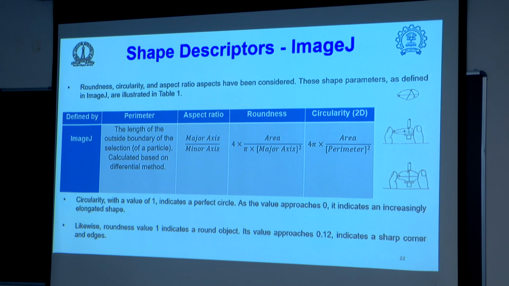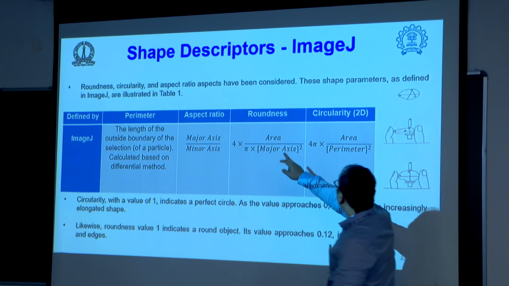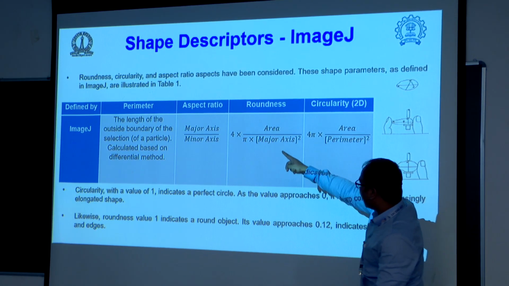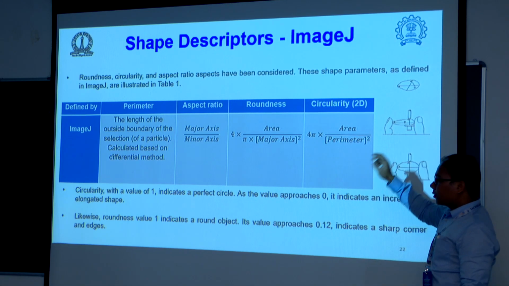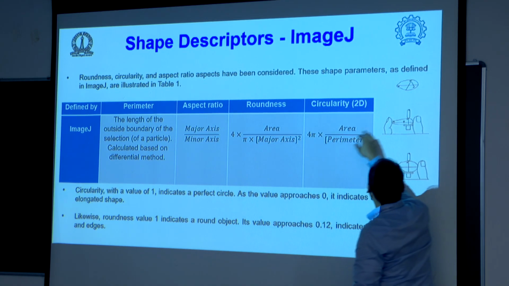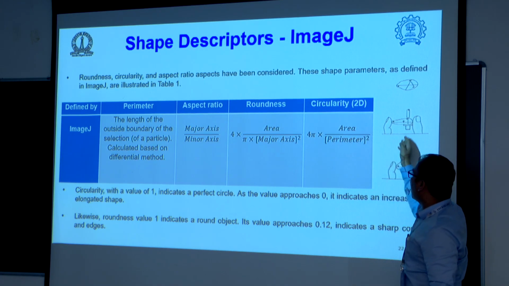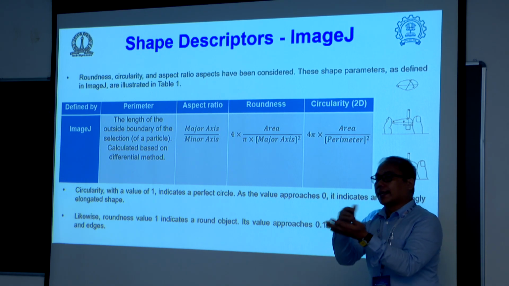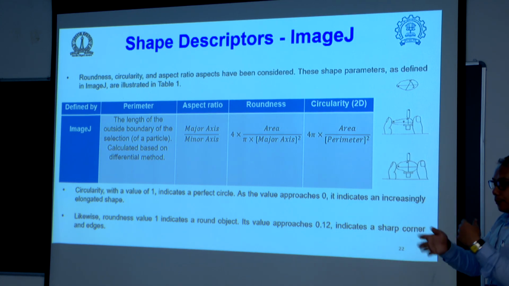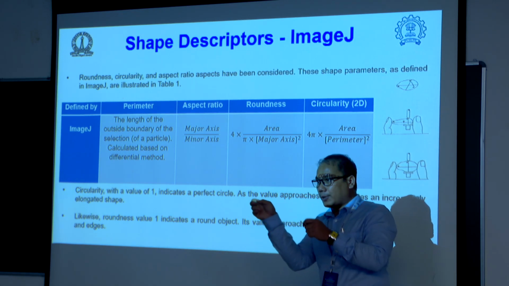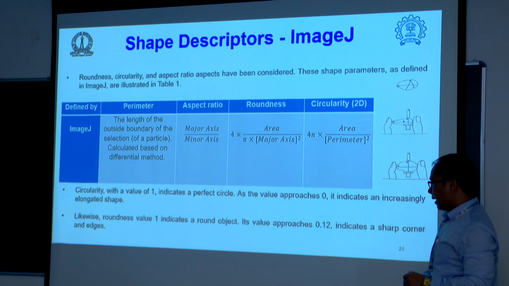After that, see the shape descriptors, which are roundness, circularity, and aspect ratio, as defined in ImageJ in this fashion. The aspect ratio is the major axis over the minor axis. We can calculate that. Then the roundness parameter is defined by 4 into area by pi into the major axis squared, and circularity is defined by 4 pi area by perimeter squared. So when we have a circularity value of 1, it indicates a perfect circle. As the value approaches 0, it indicates an increasingly elongated shape. So a perfect circle is 1, and whenever it approaches 0, it is a completely elongated shape.